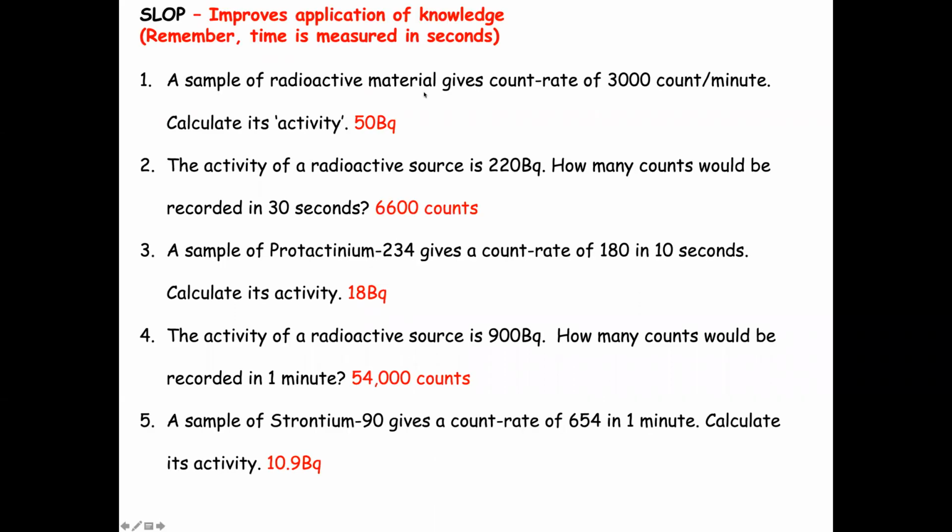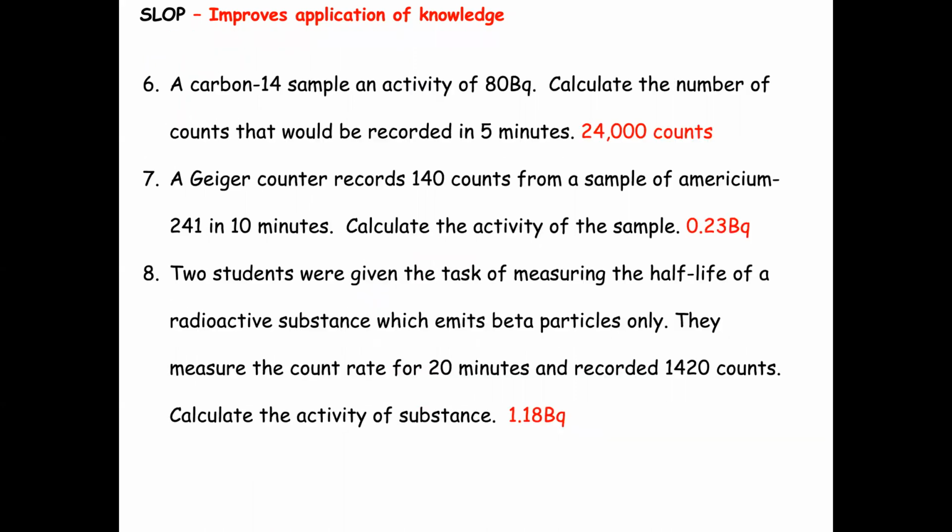As always, we're going to start by looking at the answers from last lesson. Okay, here's the first slide. Now something to point out is where people tend to go wrong is they do not convert the minutes into seconds. Remember, time is measured in seconds in this instance. Okay, next slide.